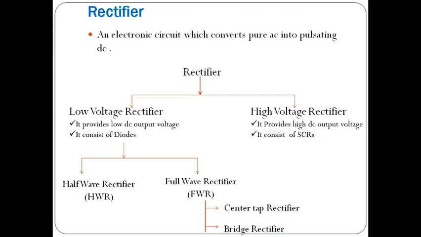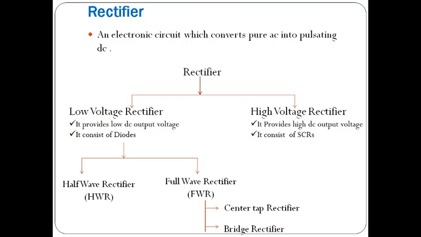Silicon controlled rectifier. By using this power electronic device you can construct different types of rectifier circuits, similar to your normal PN junction diode, but the silicon controlled rectifier is a power electronic device, it has high power rating, and it provides the high DC output voltage. So the silicon controlled rectifiers come under the high voltage rectifiers.